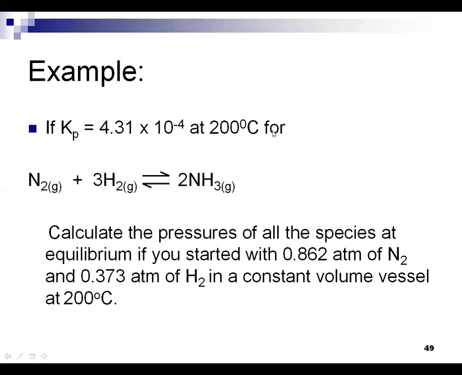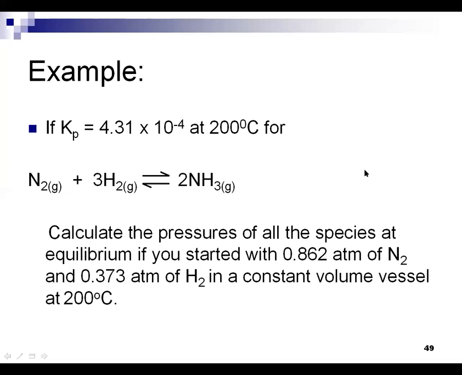I mentioned last time as well, when you are doing ice tables with pressures, just like you could do it with concentrations or moles, you do want to make sure that the pressure is in atmospheres when you go into the ice table, and you want to do all the ice table calculations with the pressure in atmospheres. Then if you want some other unit, you should convert at the end.